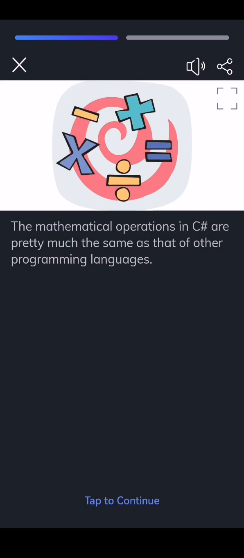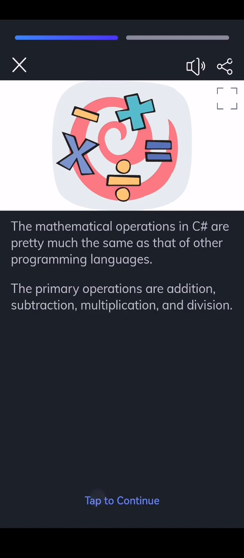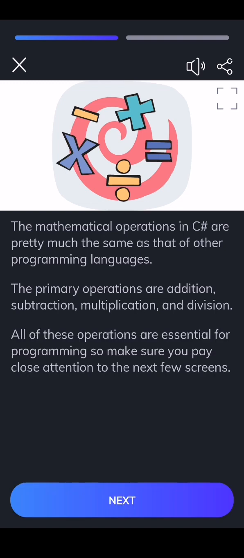The mathematical operations in C# are pretty much the same as that of other programming languages. The primary operations are addition, subtraction, multiplication, and division. All of these operations are essential for programming, so make sure you pay close attention to the next few screens.